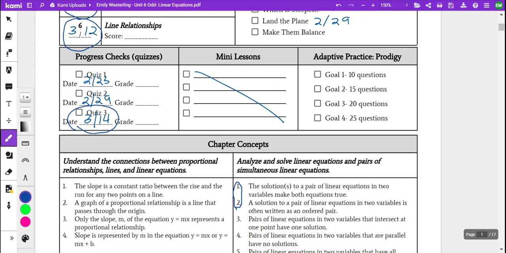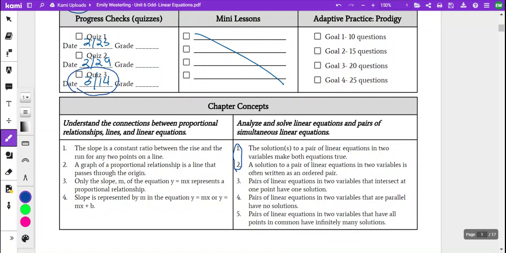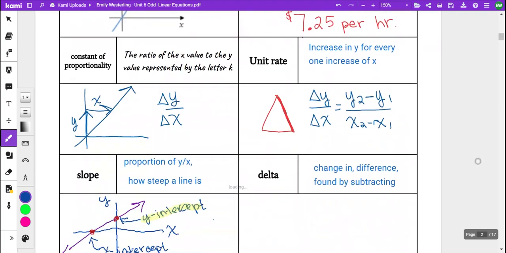If you look at the bottom right corner, we're on chapter concepts. We've moved from the left side to the right side here. Analyze and solve linear equations and pairs of simultaneous linear equations. Simultaneous means at the same time, and that's what we're going to look at today and tomorrow. What do they look like when they are being graphed at the same time? We've graphed more than one equation on a graph before, but we've never talked about their relationship.